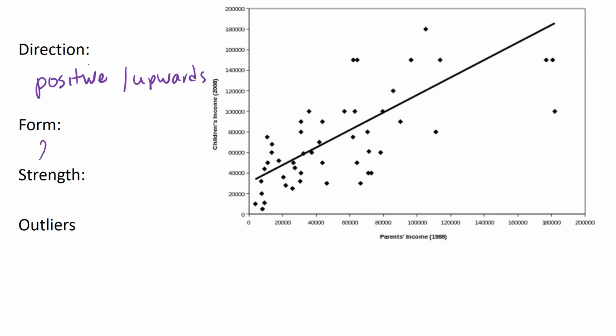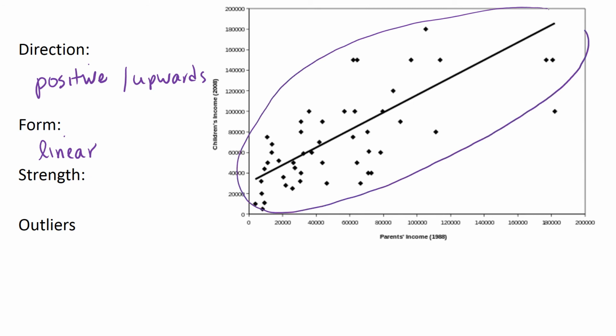The form is linear. The strength, now notice how far apart the points are. If we were to draw a big circle or ellipse around this, these points are very far apart from the straight line. So that would mean the strength is weak. They are related. The parent income and children's income is weakly related.